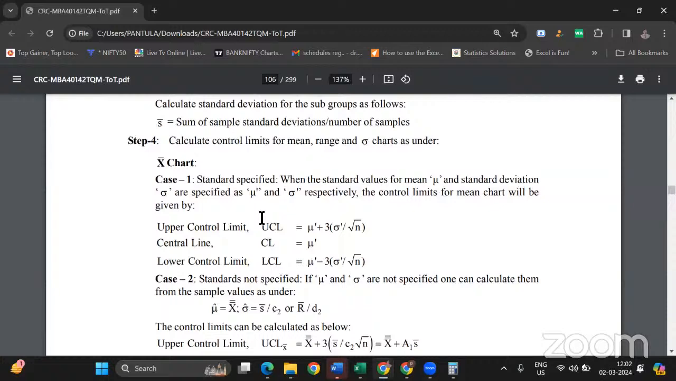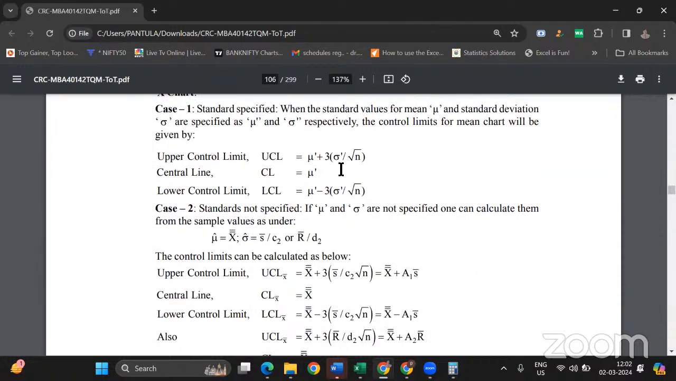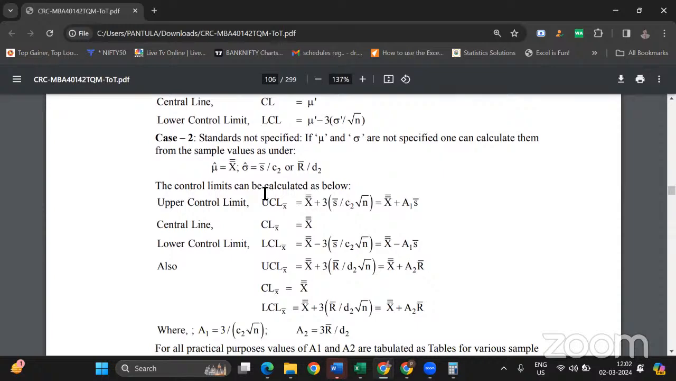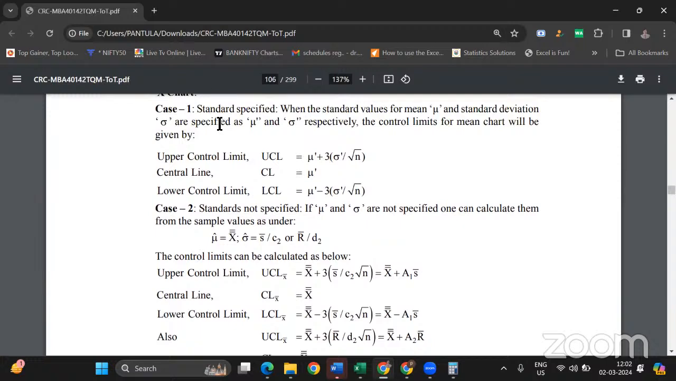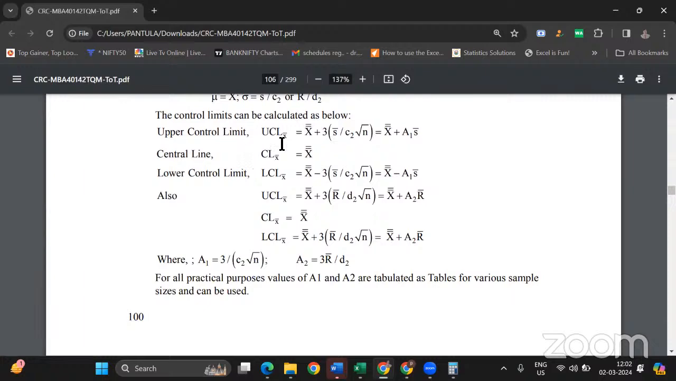X bar chart. Now, with standard specification, when the standard values mu and standard deviation sigma are given, the upper control limit is mu plus 3 sigma divided by square root of n. So the center line is mu and the control limits are this. Now case 2, where the standard deviation is not specified, so mu and sigma are not specified. We are going to calculate using these formulas for specified and non-specified cases.